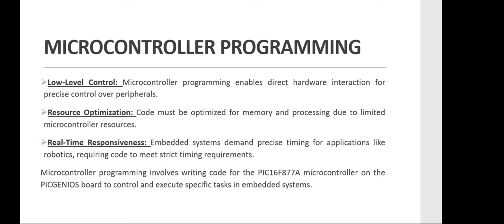Through microcontroller programming, we have various advantages that are listed below: low level control, resource optimization, real time responsiveness. Microcontroller programming enables direct hardware interaction for precise control over peripherals. The code must be optimized for memory and processing due to limited microcontroller resources. Embedded systems demand precise timing for applications like robotics, requiring code to meet strict timing requirements. Microcontroller programming involves writing code for the PIC16F877A microcontroller on the PIC Genius board to control and execute specific tasks in an embedded system.